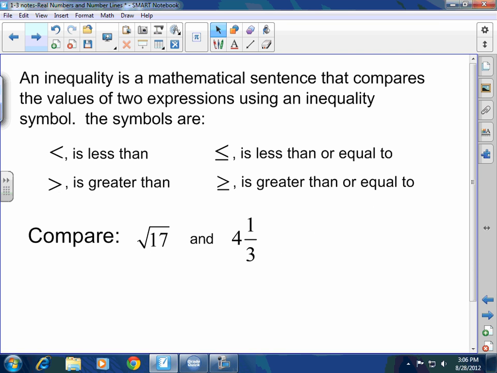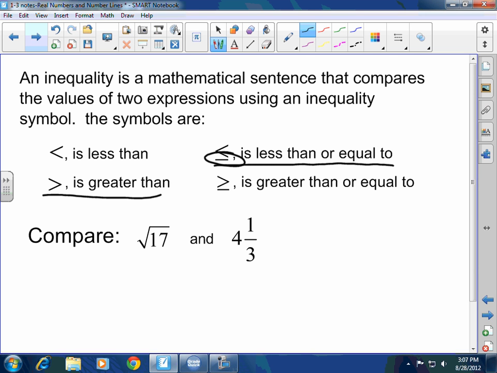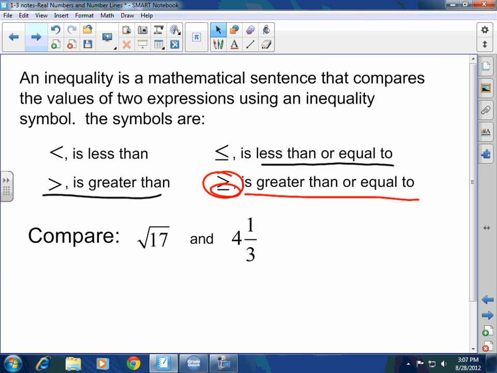Okay, now, inequalities. An inequality is a mathematical sentence that compares the value of two expressions using an inequality symbol. And the symbols are as follows. Is less than. Is greater than. Is less than or equal to, that little piece right there means that it's also equal to. And then, of course, is greater than or equal to, again, has that little line underneath the inequality symbol to represent that it's also equal to.